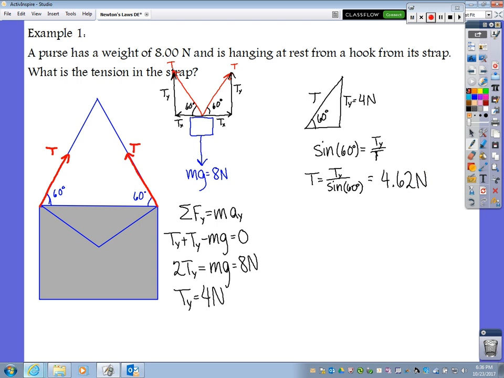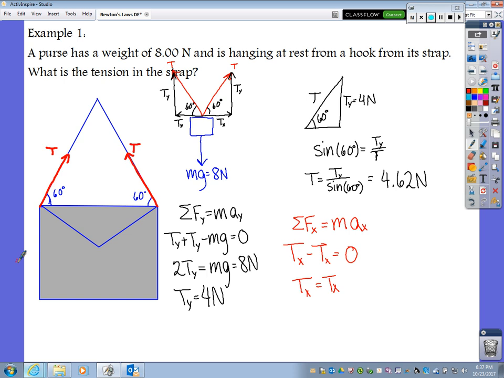Notice we didn't look at the Tx's at all. We can do that too. We can say the net force in the x direction is m a sub x. So we've got Tx, and they're both going opposite directions. So the net force is Tx minus Tx, and that equals the acceleration, which is 0. So all this tells us is Tx equals Tx. It didn't really help us solve the problem in this particular case.